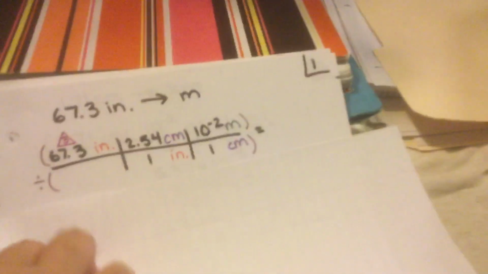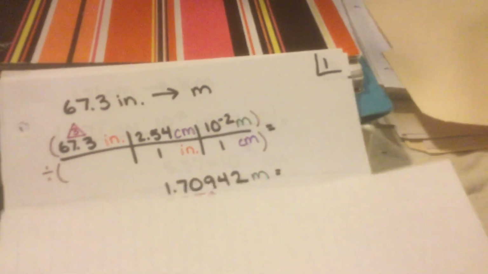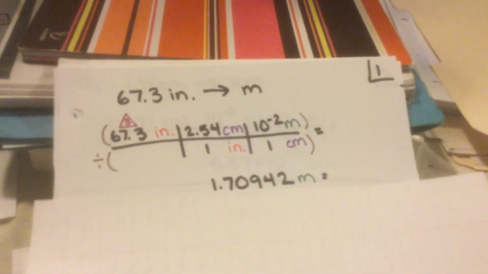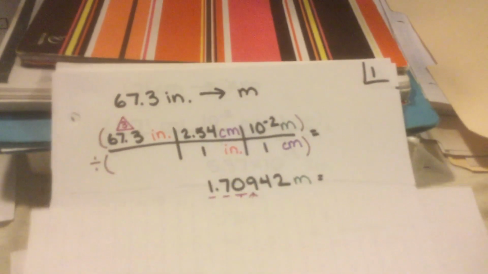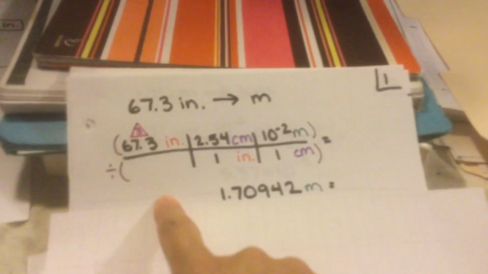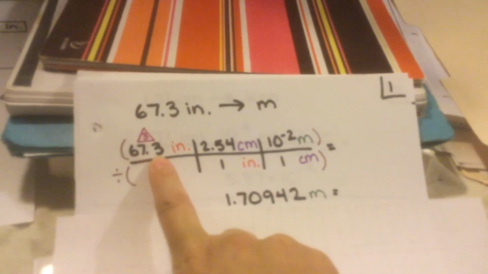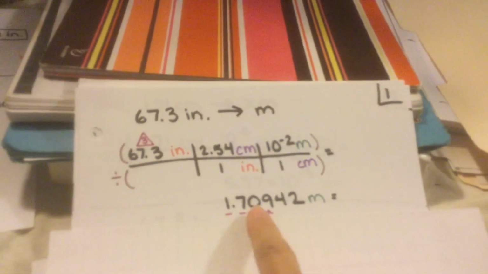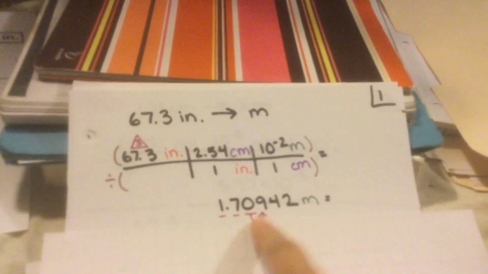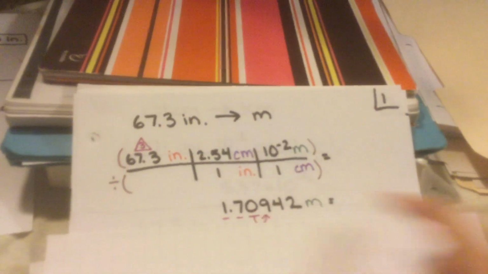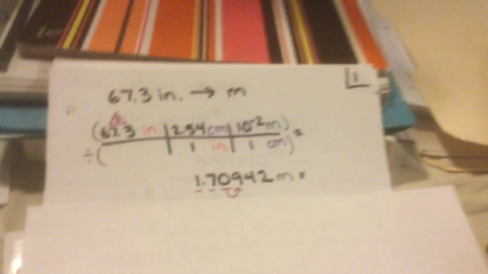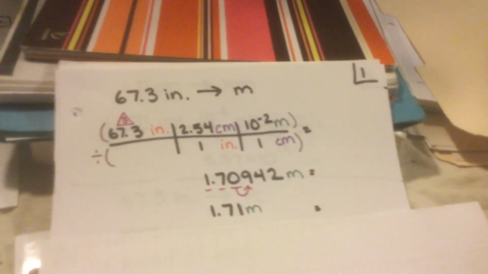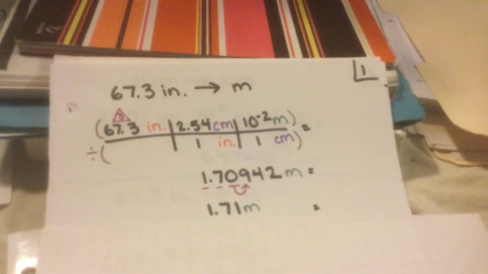And so I went ahead and wrote out everything the calculator gave me. And I'm looking up here at our original, and we've got 3 significant figures. So I'm going to go 1, 2, 3, and I'm going to stop here, but I'm going to look to the right to see if I need to round up or not, and I do. So 1.71 meters.